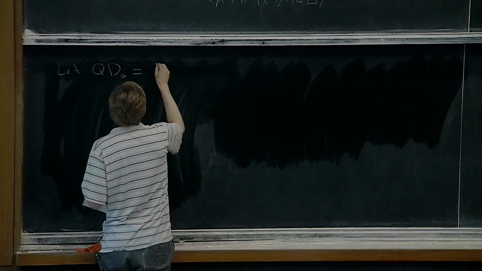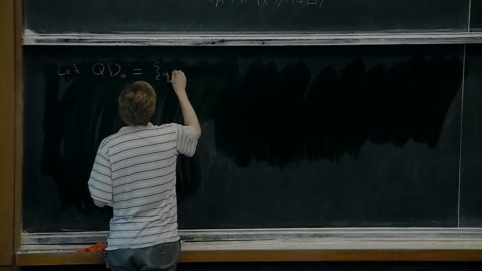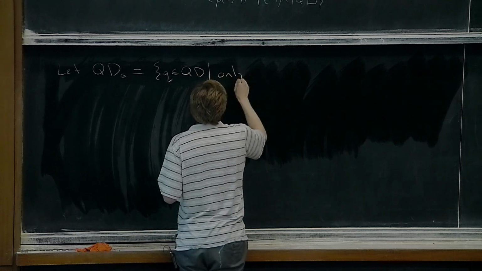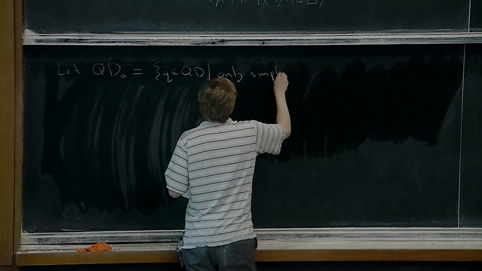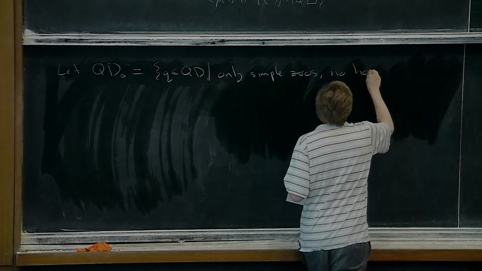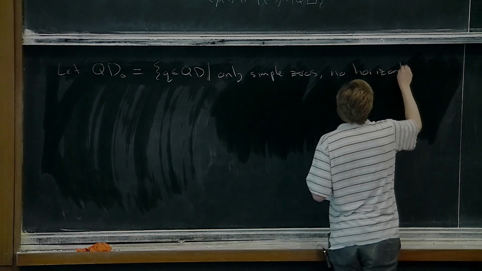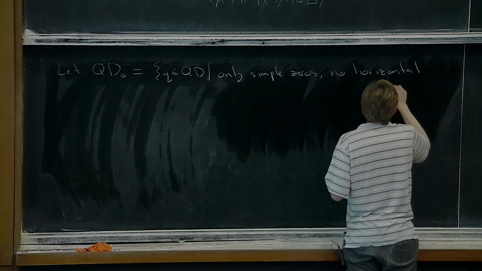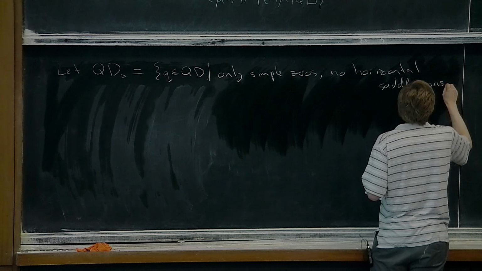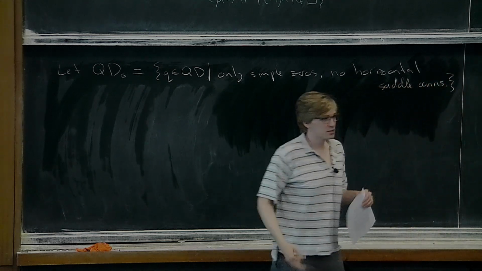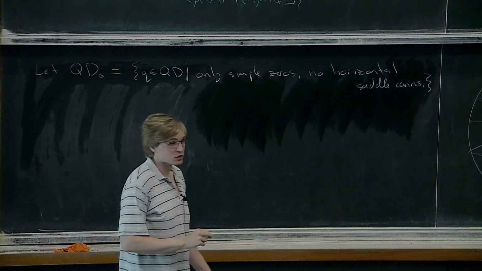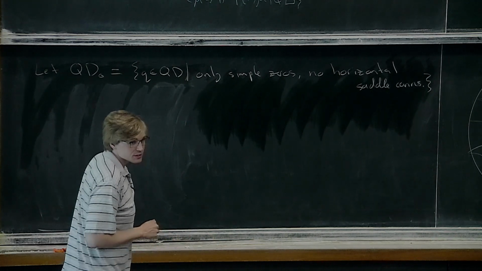And it's the locus of quadratic differentials so that they have only simple zeros and no horizontal saddle connections. OK, so this is the full measure subset of the locus of quadratic differentials. And here's where I'm going to define the conjugacy.